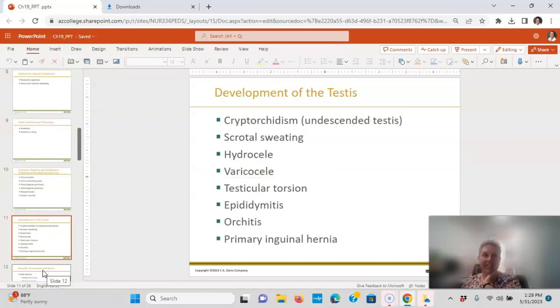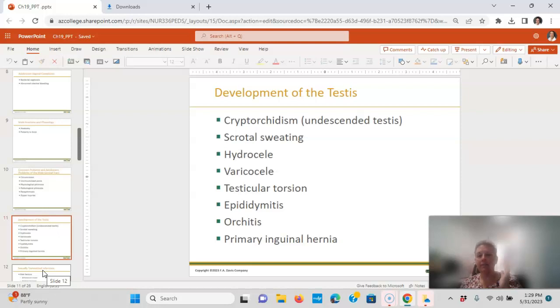So development of the testes is next, and we did talk about this just a little bit in the Ballard assessment. By age 12 weeks, the testes start to migrate down through the abdominal wall and reside in the scrotum. At 10 weeks of gestational age an outpouching happens. And between the 7th and 9th month of gestation is when the testes actually go down into the scrotum. Once the process is complete, spontaneously, they should be down by age 2.